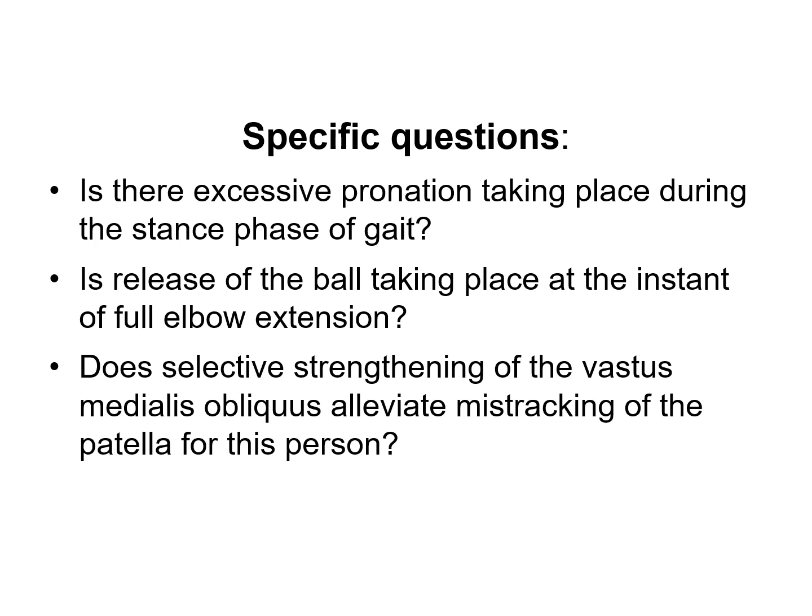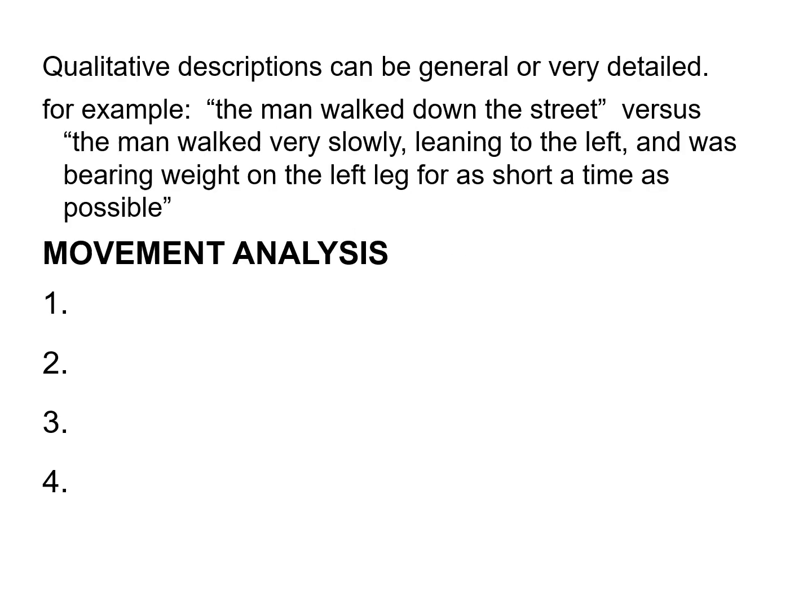So these specific questions may be, is there excessive pronation taking place during the stance phase of the gait? That could possibly lead to a greater risk of eversion sprains at the ankle. Is the release of the ball taking place at the instant of full elbow extension? So after we've made some observation with our general questions, we then go into our more specific questions, and then we collect more data, okay?